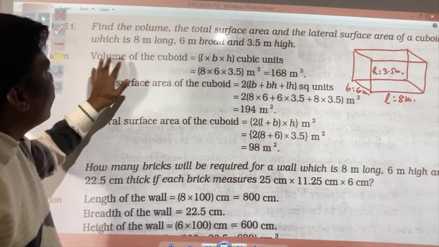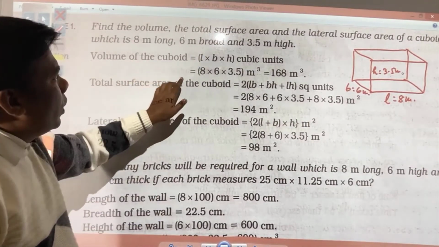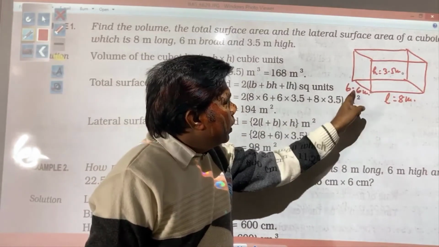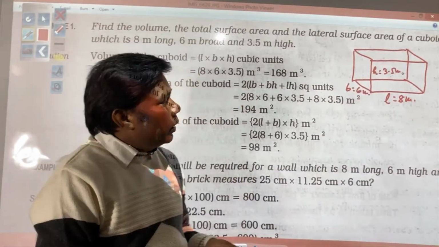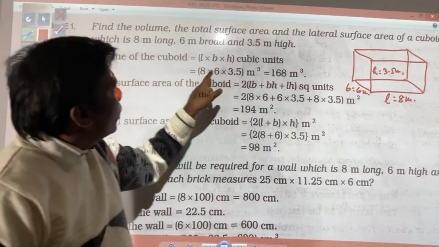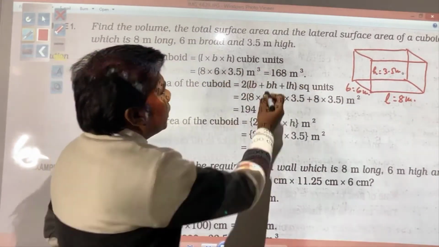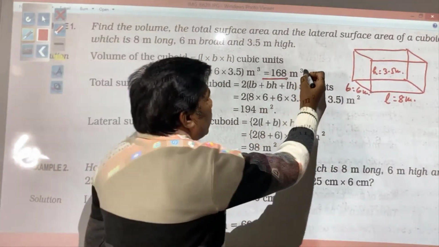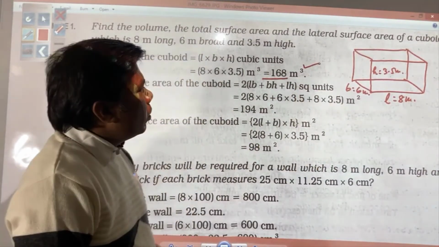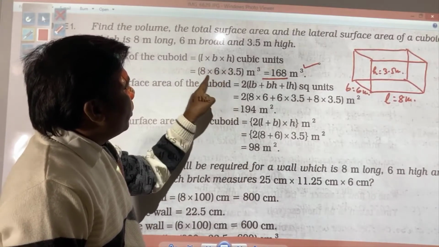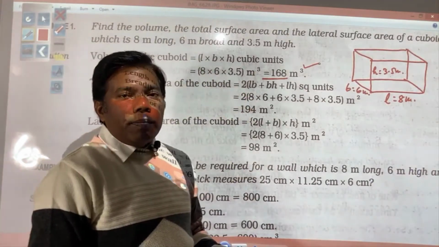So here you see, the volume of the cuboid we know is L into B into H. L, B, H have been given. The formula you need to remember. So 8 into 6 into 3.5. Just multiply, you will get the answer 168 meter cube. You should also know how to write the unit, because this is volume, 3 times you are multiplying meter, so this will be meter cube.